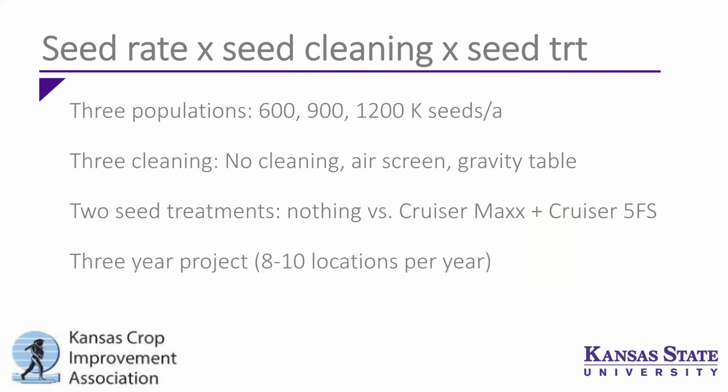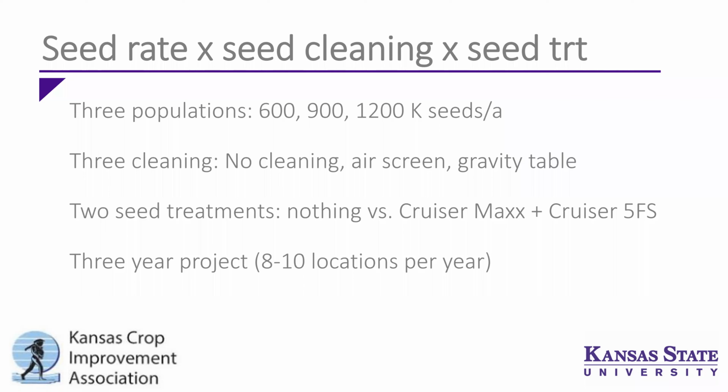So essentially, we have three populations: 600,000, 900,000, and 1.2 million seeds per acre, and three cleaning intensities of that seed. One that is not cleaned at all, one that goes through an air screen process, and one that goes through a gravity table and a color sorter, with Polansky Seed helping us with this project, doing the seed cleaning for us. Two seed treatments: either no seed treatment or both Cruiser Maxx and Cruiser 5FS, so the fungicide and the insecticide piece of it. And again, it's a 3-year project.